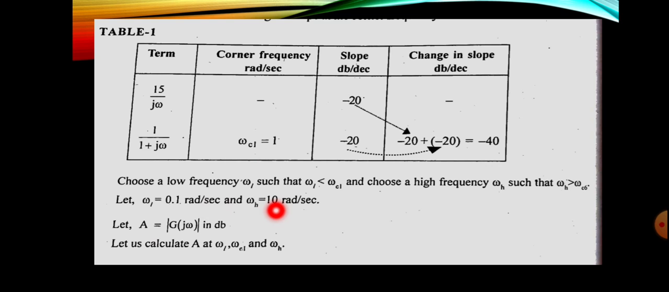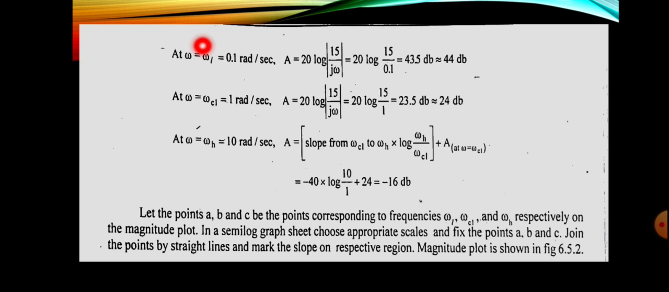In order to plot the magnitude plot, we have to find out the value of the gain corresponding to these omega values. The gain has the equation A equal to modulus of G of j omega in decibels. For the first two, we take 15 by j omega as the equation. At omega equal to omega L, that is 0.1 radian per second, A will be equal to 20 log 15 by j omega. Taking the modulus value, it will be 20 log 15 by 0.1, substituting 0.1 for omega. That gives approximately a gain of 44 dB.